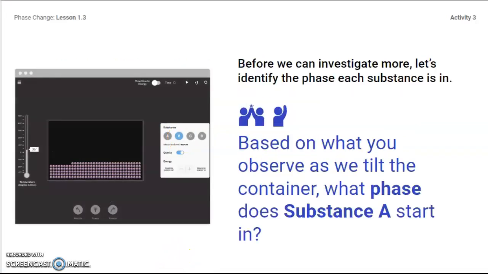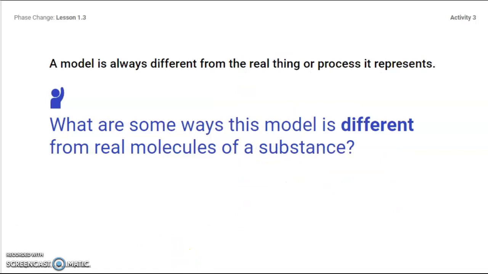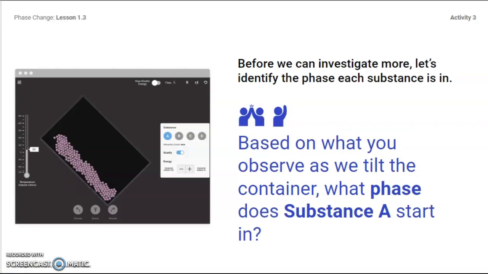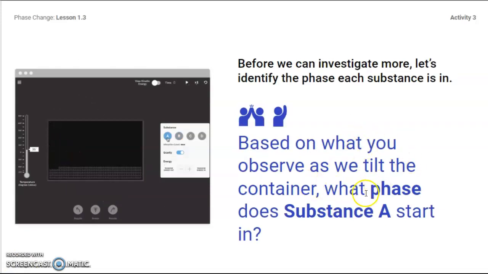Well, if you said that they are different because these are much larger, they're shown in different colors, those are great answers. What other answers can you come up with? So before we investigate more, let's identify each of the substances. Based on what you observe as we tilt, what is substance A?